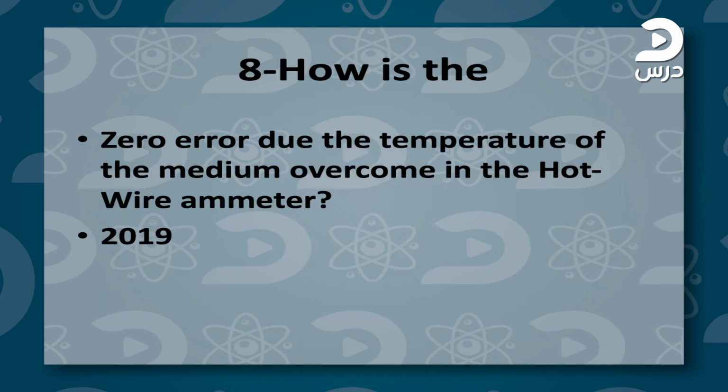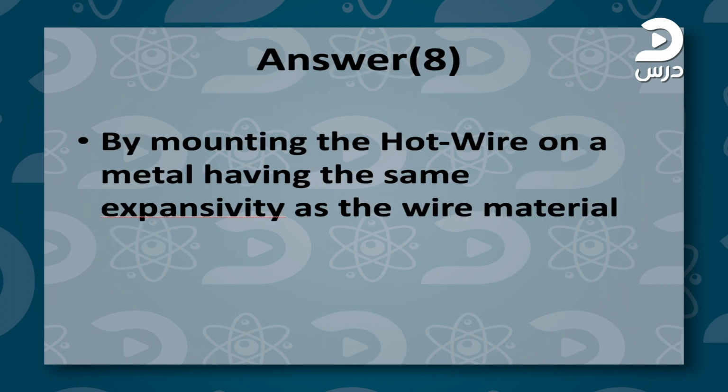Question number 8. How can the zero error due to temperature of the medium be overcome in the hot wire ammeter? I overcome the zero error by mounting the hot wire ammeter on a metal having the same expansivity as the wire material.